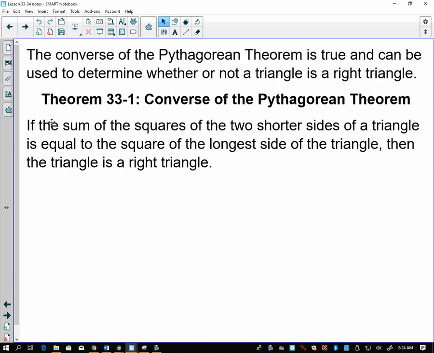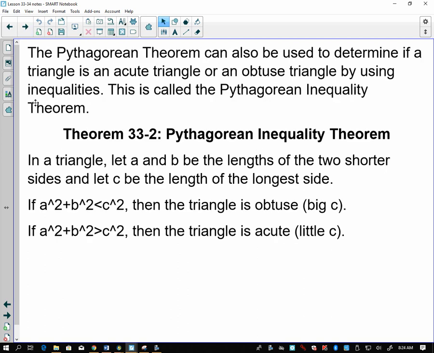The converse of the Pythagorean theorem is true and can be used to determine whether or not a triangle is a right triangle. So basically they're saying if these things equal that, then we know it's a right triangle. Okay. The Pythagorean theorem can also be used to determine if a triangle is acute or obtuse by using inequalities. This is called the Pythagorean inequality theorem. And I think we maybe have talked about this, maybe not. No? Okay. So this is how we want to look at this. And you see this down here.